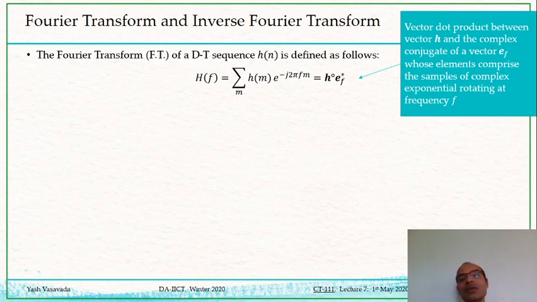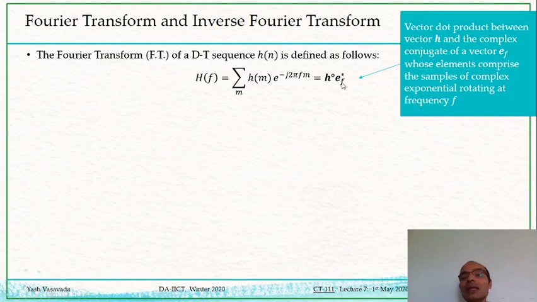It is the Fourier transform of the DT sequence, and it can be thought of as the dot product between vector h and complex conjugate of vector e of f. Essentially, we are projecting our vector h onto this vector e of f, and it may turn out that h is highly aligned with e of f, in which case this projection, the dot product, will become pretty high. Remember, dot product measures the alignment between two vectors, because it is proportional to cosine of the angle theta between the two vectors. And so whenever that alignment is high, we will get pretty high value of capital H of f.